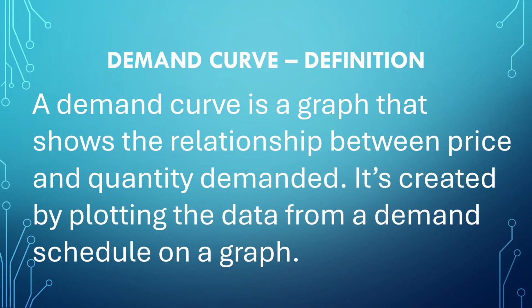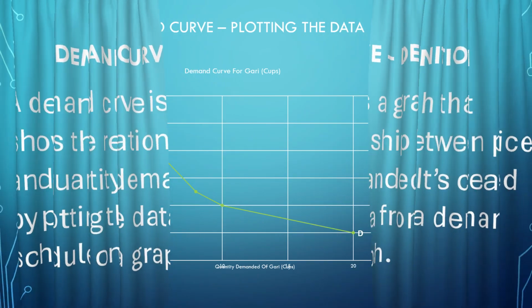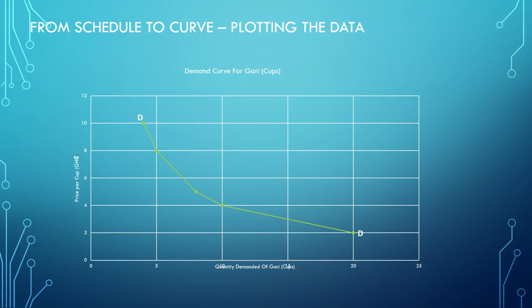What is a demand curve? A demand curve is a graph that shows the relationship between price and quantity demanded. It's created by plotting the data from a demand schedule on a graph, whereby you place prices on the vertical axis and you place the quantity on the horizontal axis. So look at the diagram on the screen now.